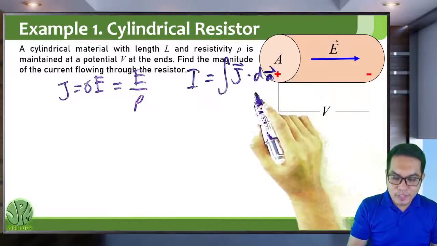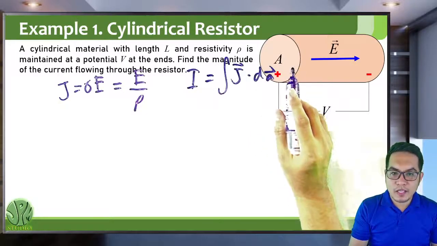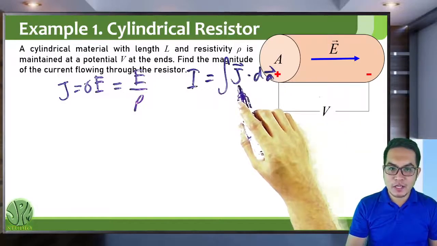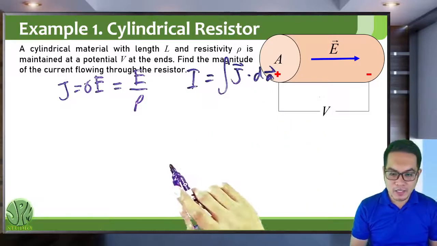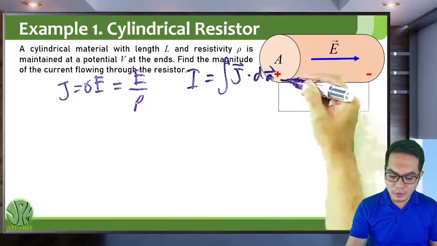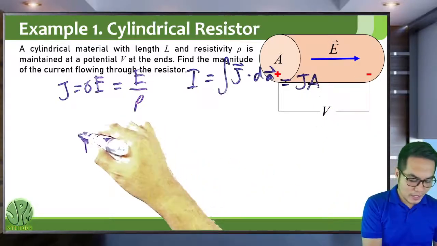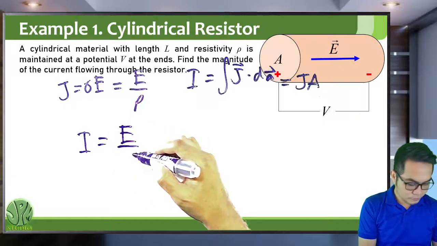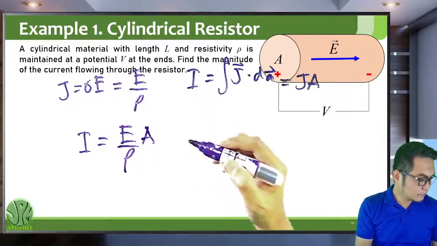in this case we will assume steady state current, so meaning J has no divergence and J is actually uniform. We can take it out of the integral, and then you're left with the integral of dA, which is the total area, and you will just get J times A. So therefore the current is J, which is E over rho, times A.